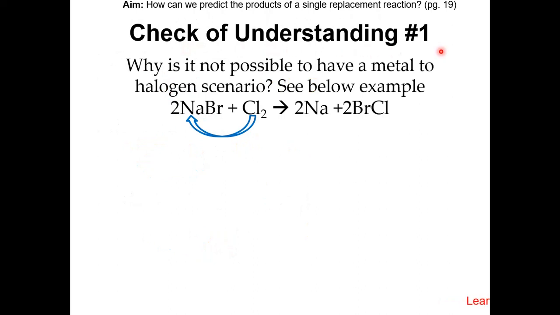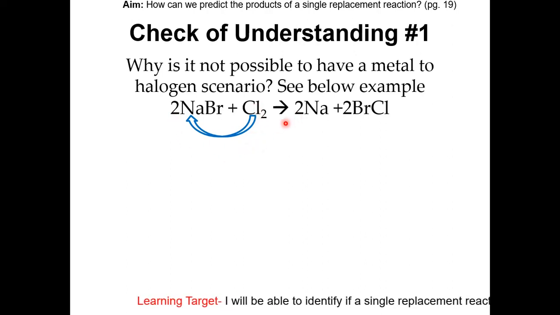Check of understanding number 1: why is it not possible to have a metal to halogen scenario? See below example. So here we have sodium bromide reacting with chlorine. Chlorine is replacing the sodium in the chemical reaction. So why is it not possible?